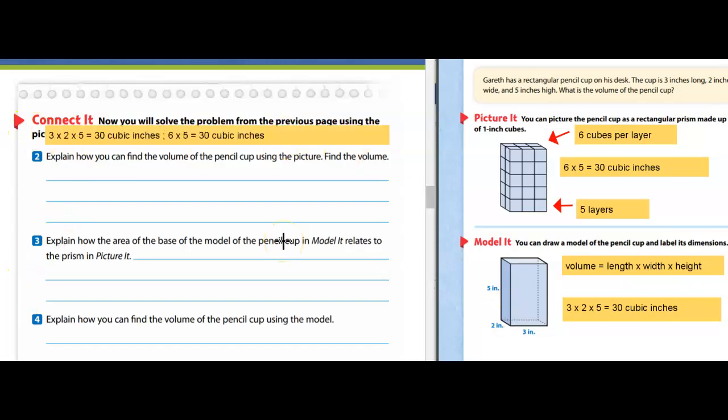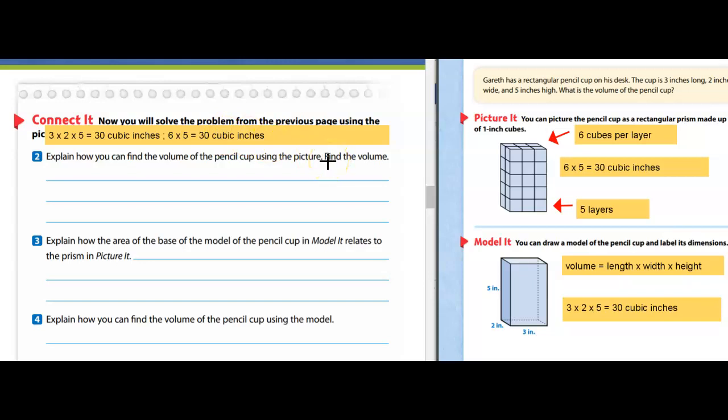So one multiplication equation we use is 3 times 2 times 5, our length times our width times our height, which gave us a product of 30 cubic inches. Or we also used 6 times 5, the number of cubes per layer, 6, multiplied by the number of layers, 5, which gave us a product of 30 as well, 30 cubic inches.